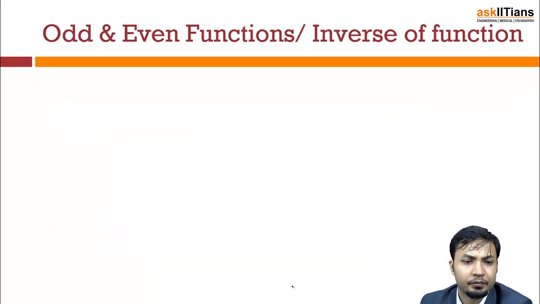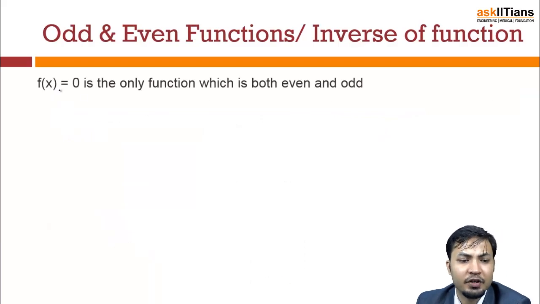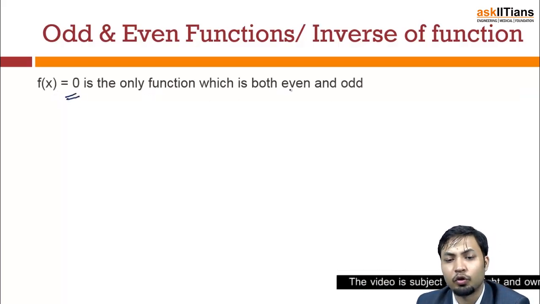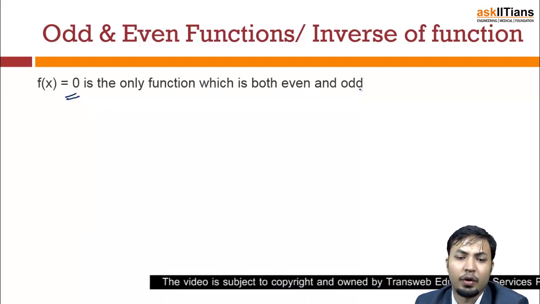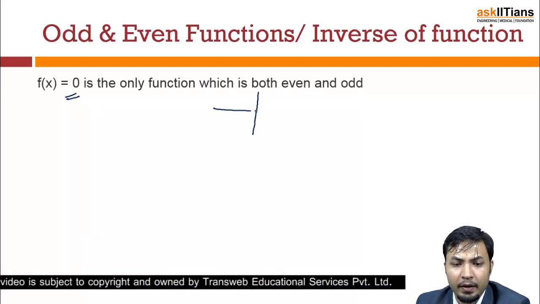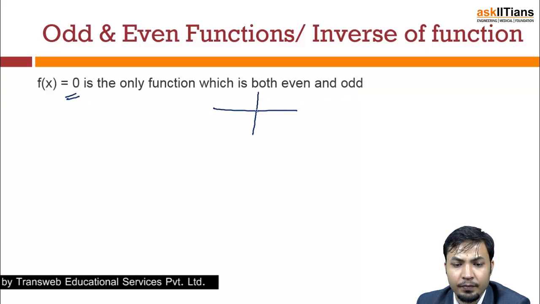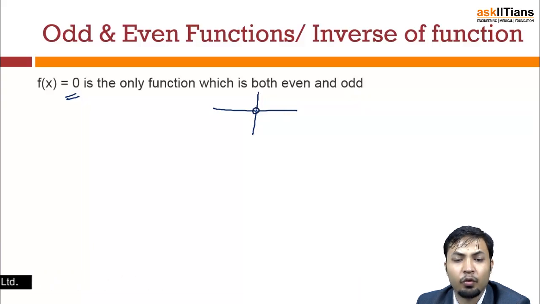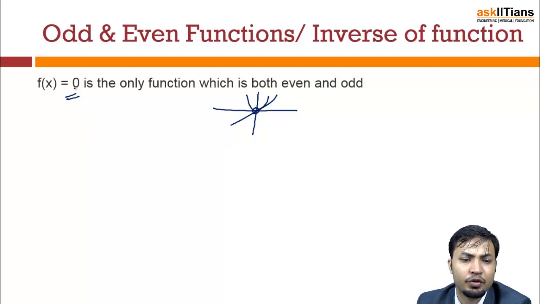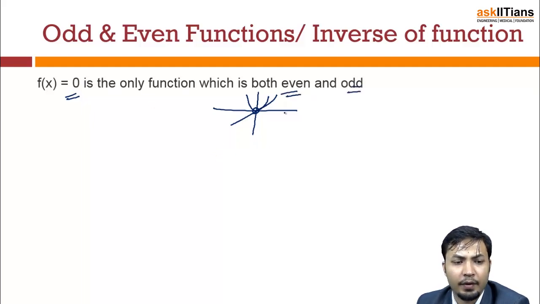Now, the function f of x equals 0 is the only function which is both even as well as odd. Why so? For this case, you see, this will satisfy both criteria. So basically, f of x equals 0 is the only function which is both even as well as odd.